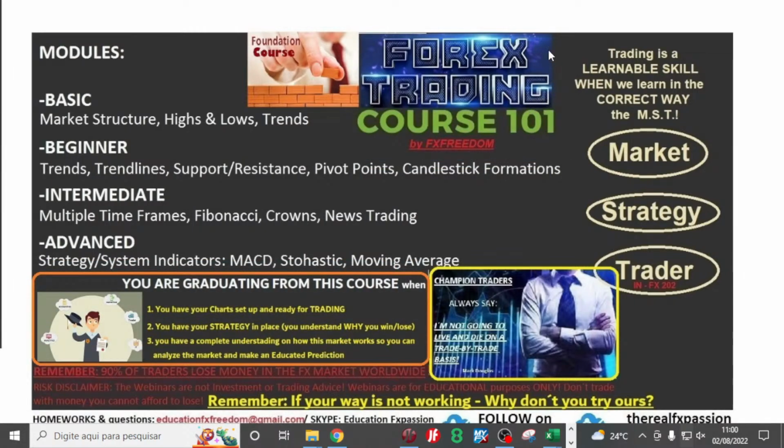So remember, as always, trading is a learnable skill when we learn in the correct way the three pillars. Pillar number 1 is the market, pillar number 2 is the strategy, and the big one, pillar number 3, is the trader. Talking about the trader more in the advanced course called Forex Course 202, everybody. And this is new, right? This layout.